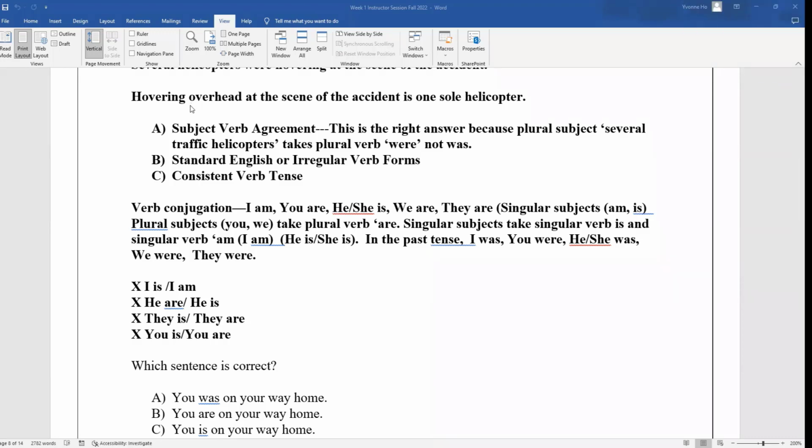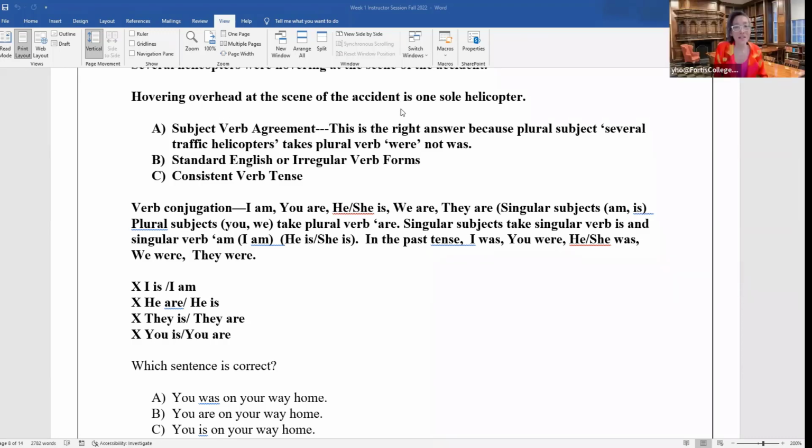So it's A here. Basically, I think what happened is that this used to be "were", and I forgot to change it back. I think I corrected it for the last class and forgot to. Yes, this sentence is supposed to look like this. No wonder I was like, what's there to correct? It's a correct sentence. All right, so: hovering overhead at the scene of the accident were one sole helicopter. I think that was my original sentence.